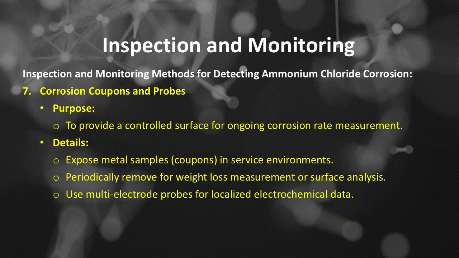Inspection and monitoring methods for detecting ammonium chloride corrosion. Number 7 is corrosion coupons and probes. The purpose of corrosion coupons and probes is to provide a controlled surface for ongoing corrosion rate measurement. The details of corrosion coupons and probes include: expose metal samples, or coupons, in service environments, and periodically remove them for weight loss measurement or surface analysis. Use multi-electrode probes for localized electrochemical data.